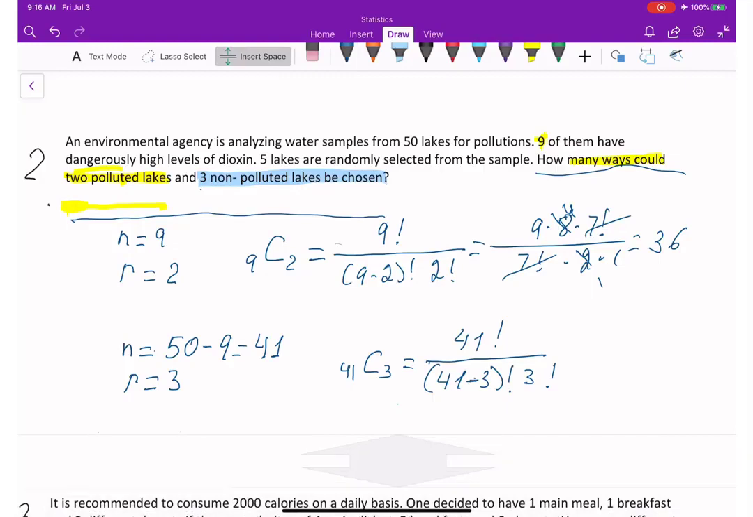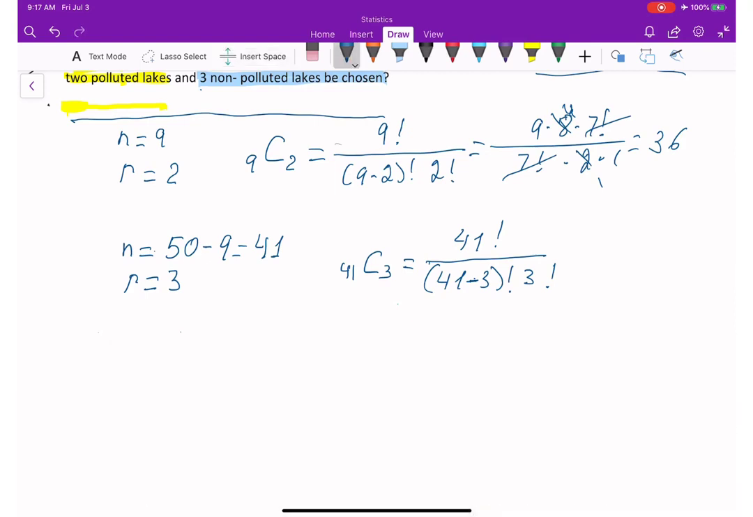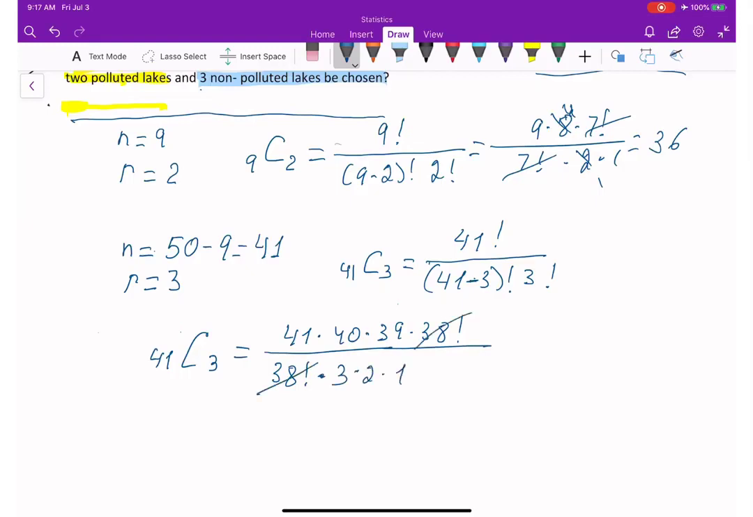Okay, let's solve it. So 3 out of 41 is equal to 41. At the bottom I have 41 minus 3, 38. So 41, I'm going to open all till 38: 41, 40, 39, 38. And 3 factorial is 3 times 2 times 1. So 38 is gone. 3 I can cancel with 39, it will be 13. And 2 I can cancel with 40, 20.